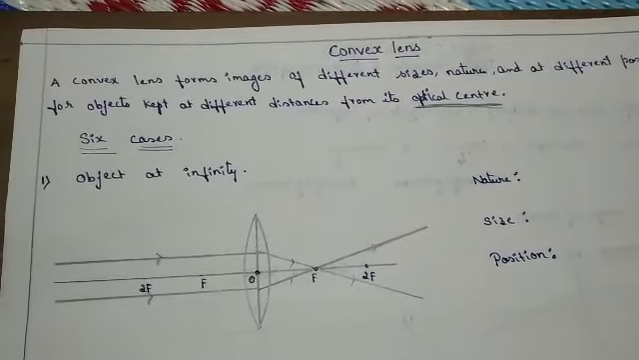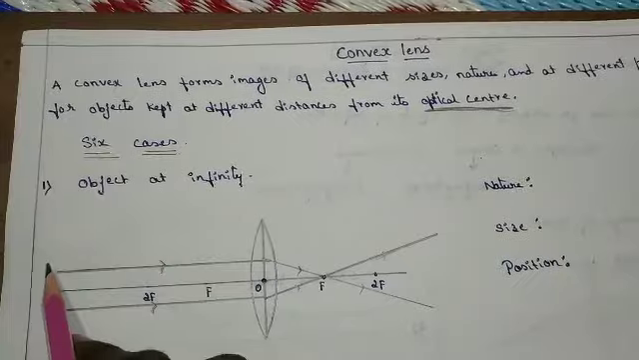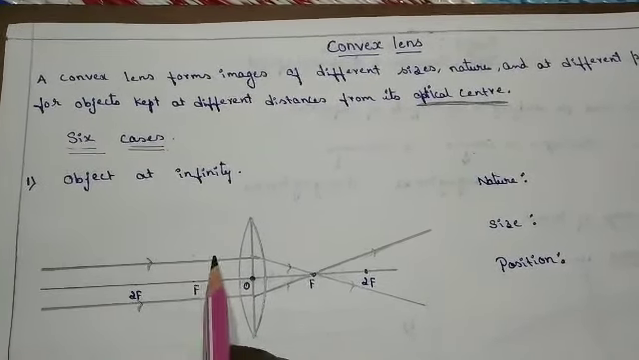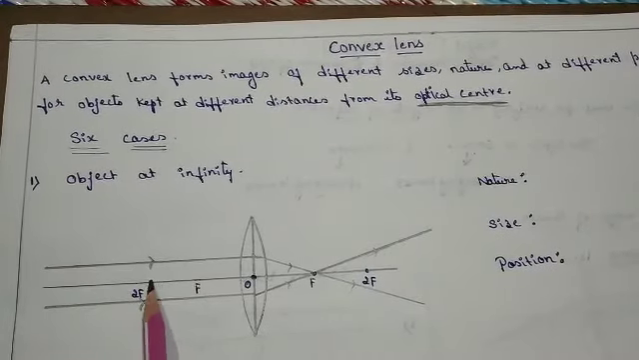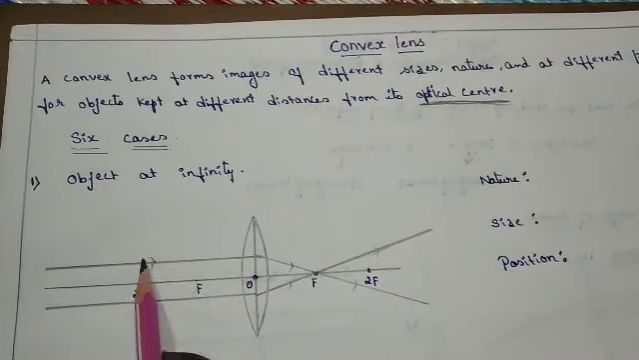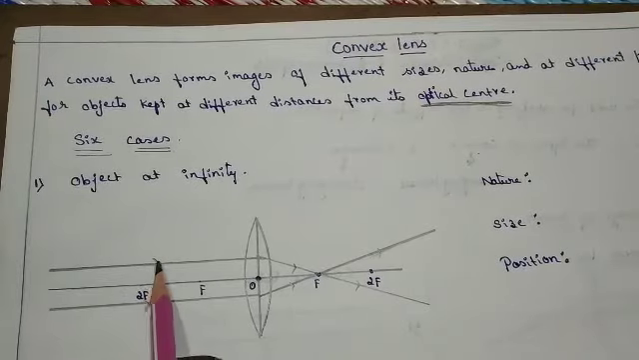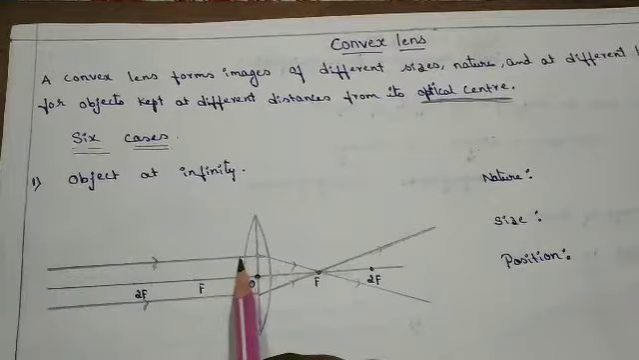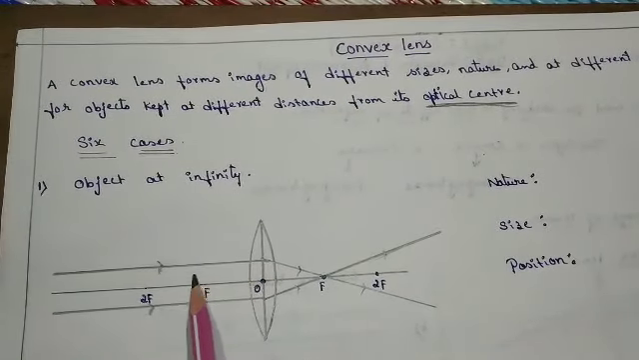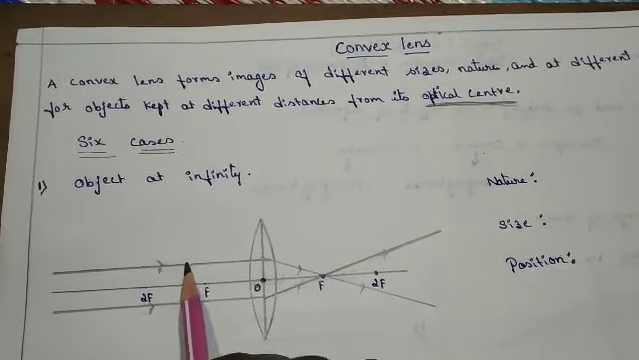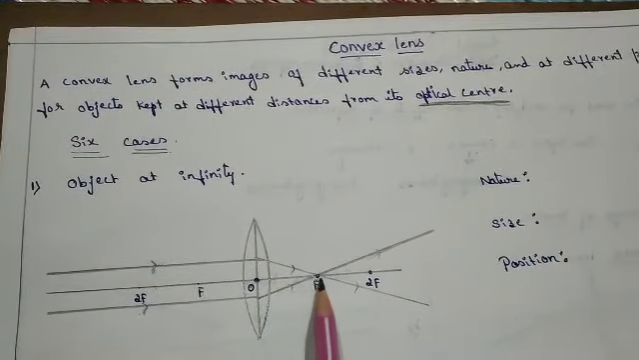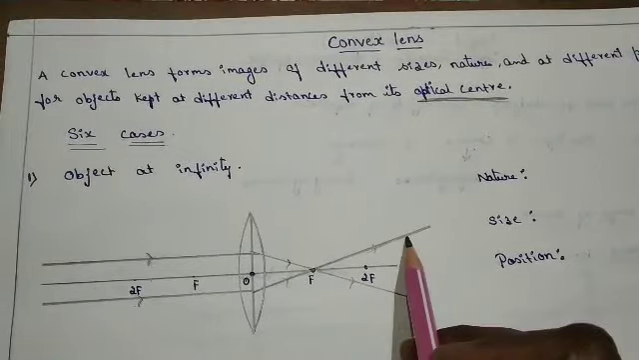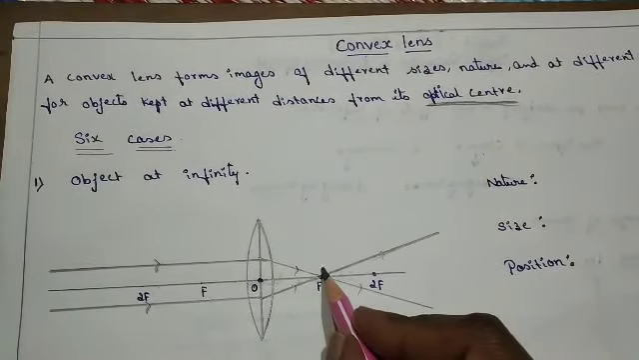So here the object is at infinity, somewhere the object is placed, and the rays are drawn parallel to the principal axis. You can observe here, this is the principal axis. The incident rays are drawn parallel to the principal axis. As we know from the 3 special rays, if a ray is parallel to the principal axis of the convex lens, it meets at the focus. So here also it meets at focus and meets at focus. So here the image is formed.